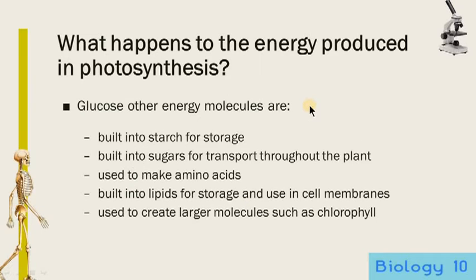Glucose and other sugar molecules are processed in plants. They are used to build starch for storage, to transport other sugars throughout the plant, to make amino acids, to build lipids for cell membranes, and to create important large molecules such as chlorophyll. This requires the use of minerals from the soil. Some of the other sugars involved are, for example, fructose and sucrose.